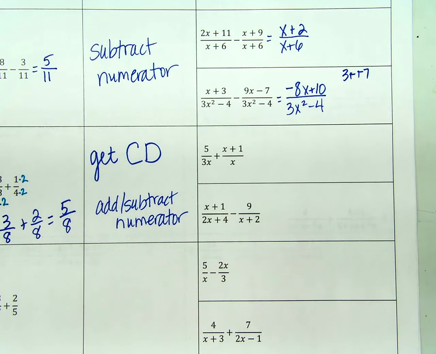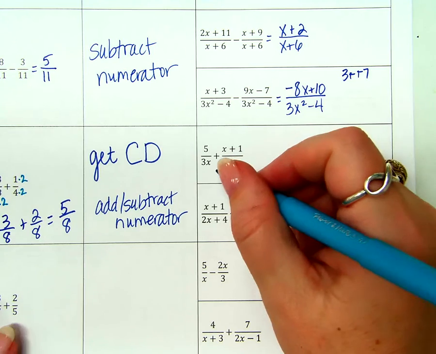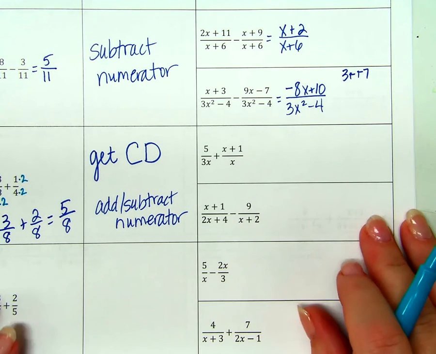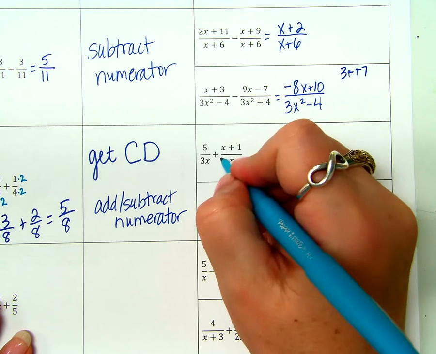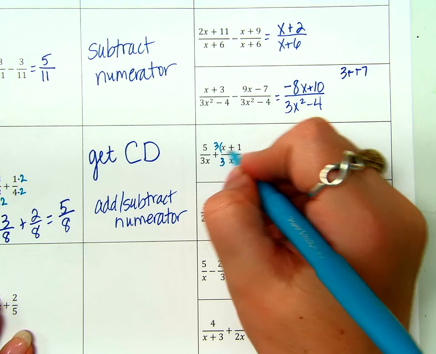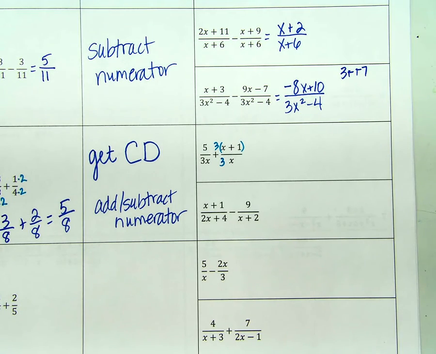What do both denominators have? They both have an x. So we for sure want that to be part of our denominator. What is this one missing? A 3. So I'm going to multiply that numerator and denominator by 3 to help me figure out what my answer is going to be.